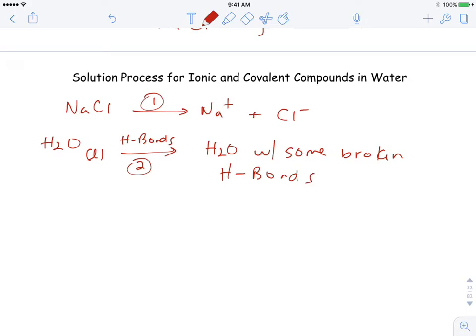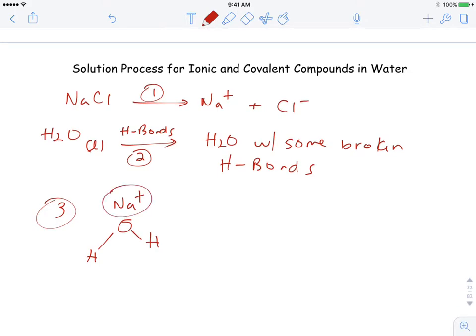Now step three is where they form their solution. With step three, the sodium and the chloride would come together with the water. And we'll do more of this in bonding, but just to give you an idea, if you have your water, the sodium is positive and it'll interact with the oxygen, and the chloride is negative and it will interact with the water's hydrogens.